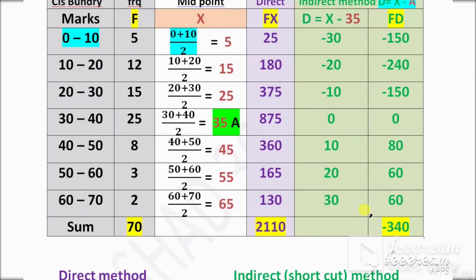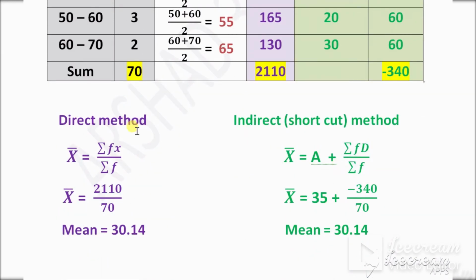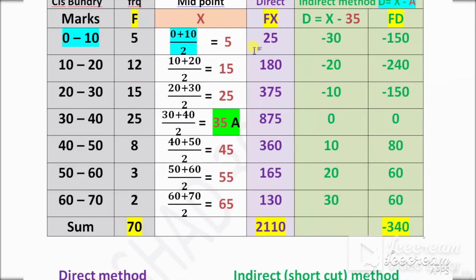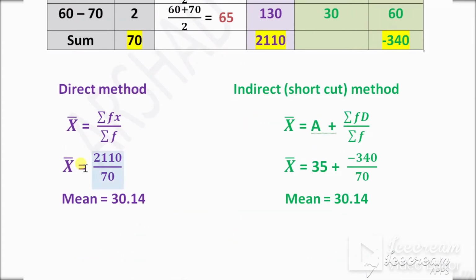Now for the formula, replace these numbers according to the formula. The direct method formula is x bar is equal to summation fx divided by summation f. So this is the fx total, and this one is the fd total; the yellows are the totals. So we will replace these totals in the formula. The fx total is 2110 and the f total is 70. Divide both numbers, we will get 30.14.